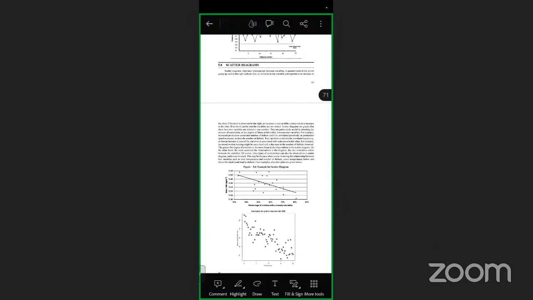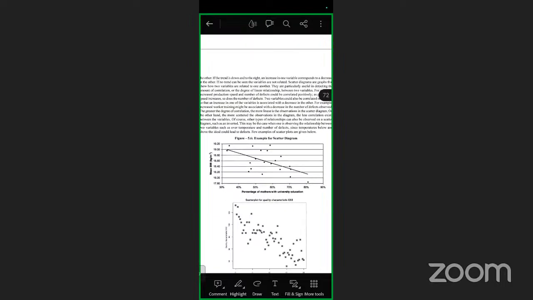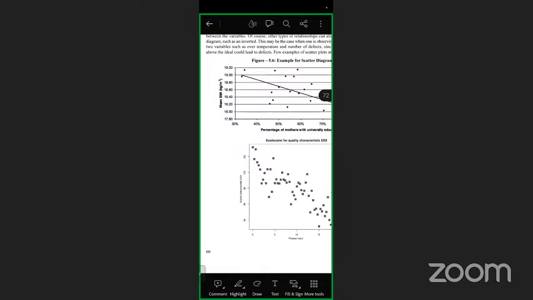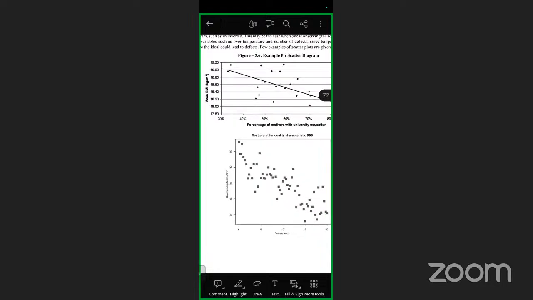Scatter diagram. Scatter diagram is used to map, for example, the percentage of people with university education and mean BMI. Here you can see the quality characteristics and process input. Once it is mapped, a group of data is there.